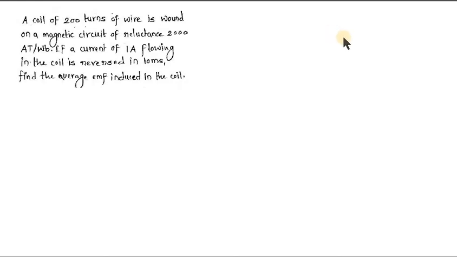So let's notice the things given. Firstly, the number of turns, that is 200, was given. Next, the reluctance of this magnetic path is given as 2000 ampere turn per Weber, and the current that is being carried by this coil is 1 ampere.